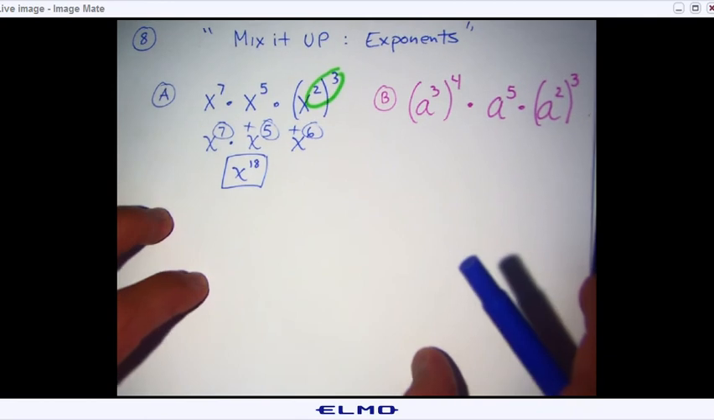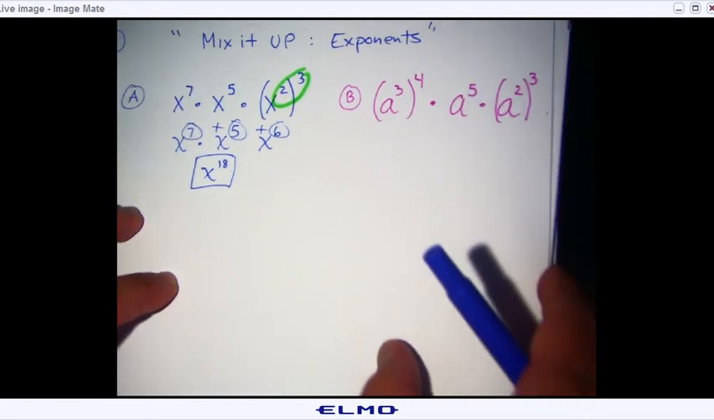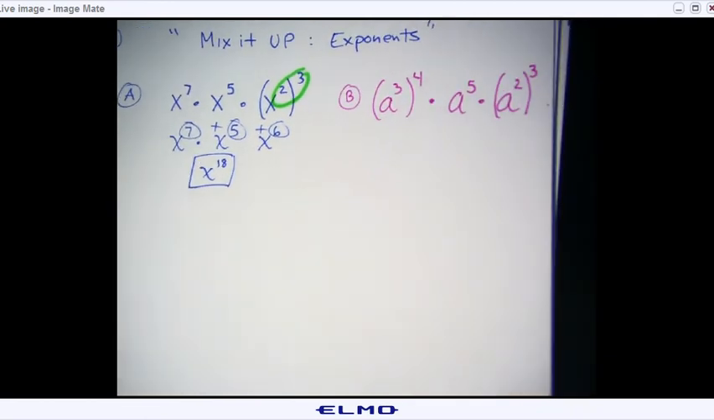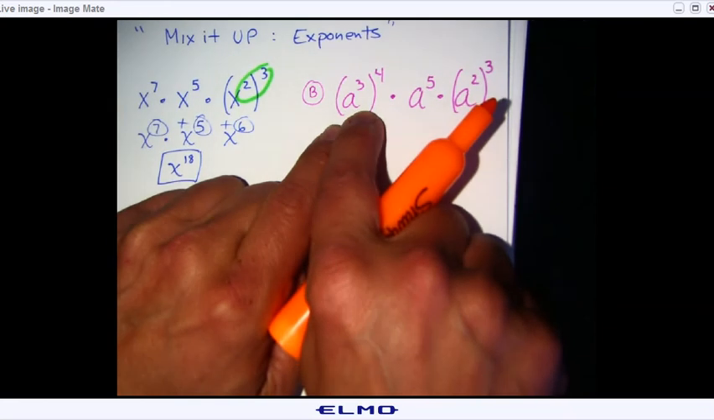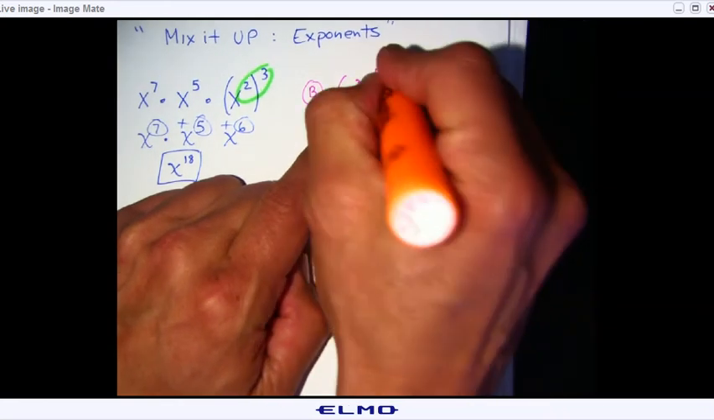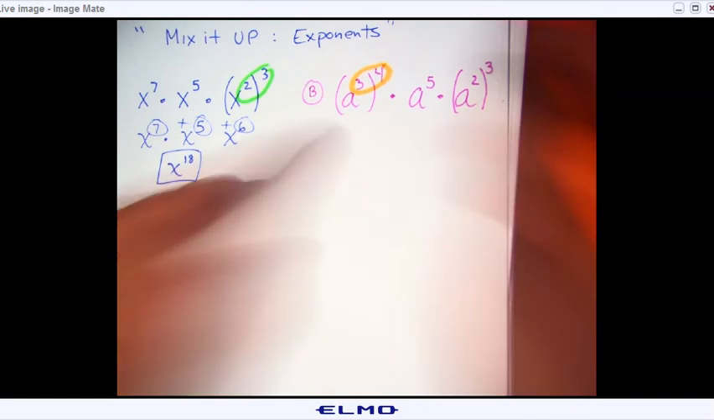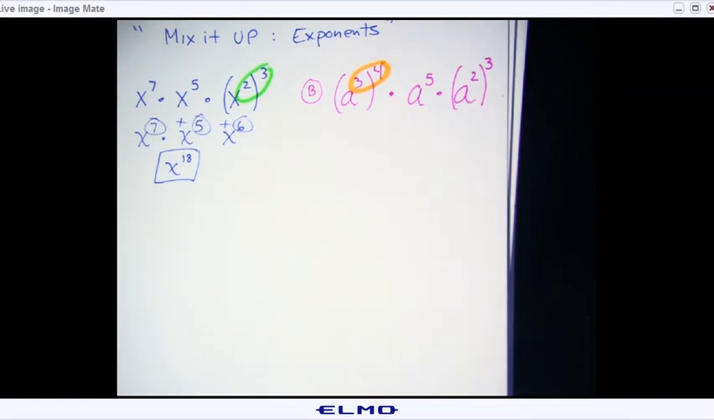Let's try the next one. Here we go. Always do the power to a power first. So here's your power to a power. We've got a to the 3rd raised to the 4th. So Selena, what would that be? A to the power of what?